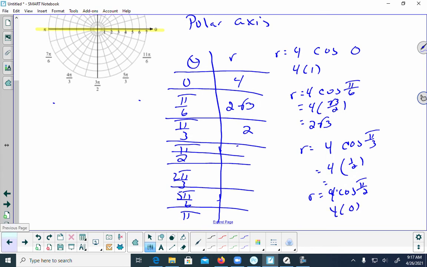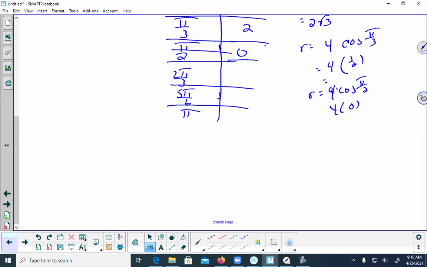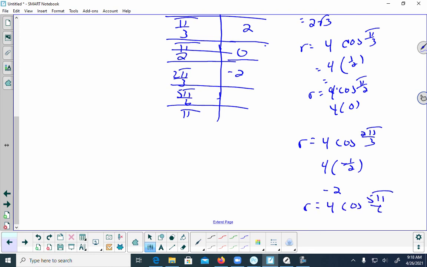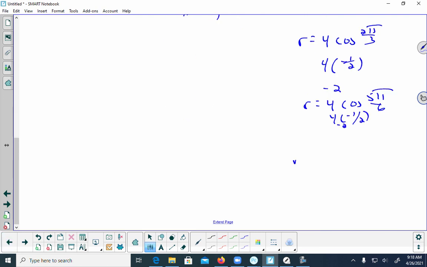I don't know why I drew that extra line in there. So this is 0. And then now I'm going to do 4 times the cosine of 2 pi over 3. So this will be 4 times negative 1/2, which will be negative 2. And then 4 times the cosine of 5 pi over 6. So 4 times negative 1/2, which will be negative 2. And then finally 4 times the cosine of pi. So this will be 4 times negative 1, which is negative 4.